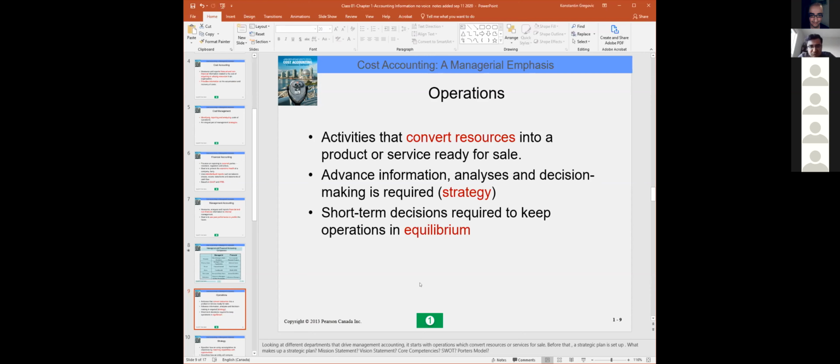So this is what chapter one is basically about. What is a mission statement? What are the core competencies? What's SWOT? Mission statement. That's all part of your strategic plan.